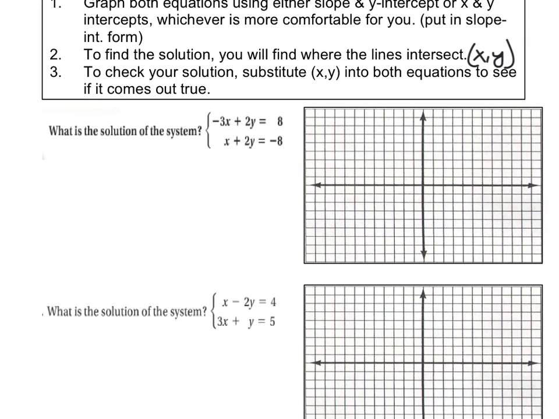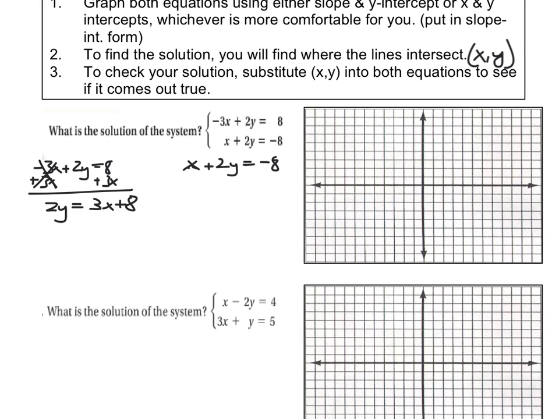What is the solution to the system negative 3x plus 2y equals 8 and x plus 2y equals negative 8? I want to take both of these equations and get y by itself. In the first equation, negative 3x plus 2y equals 8, to get y by itself I have to move the 3x. So I add 3x to each side, do the opposite of it. The 3x's go away and I get 2y equals 3x plus 8.